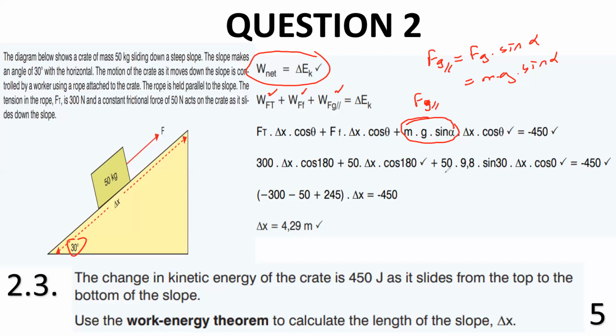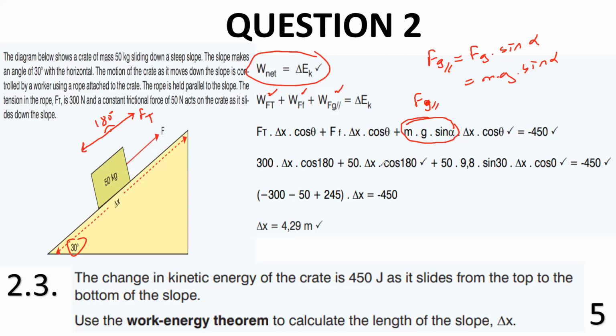All right. And tension force 300. Delta x, we don't know. We are going to calculate. And cos 180. Why 180? Because the direction of motion is this way, and your tension force is the other way. So the tension force is here. The direction of force, the angle is 180. I think it's clear. And the friction force is 50.